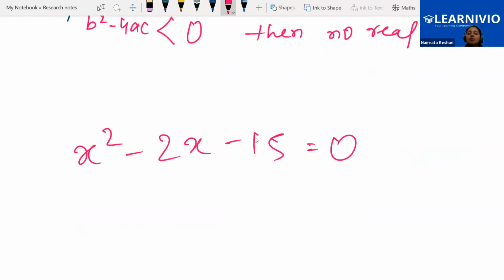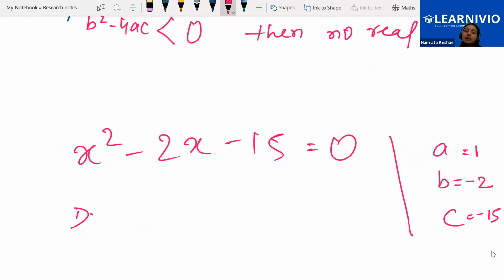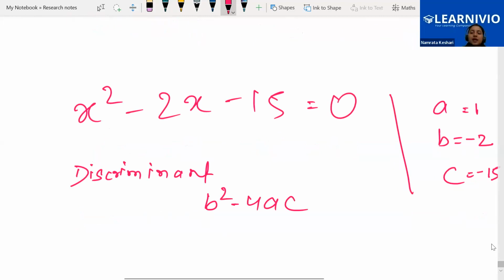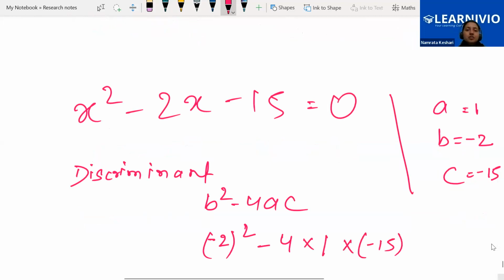Can you tell me, Aisha, what is a, what is b, and what is c here? A is 1, b is minus 2, and c is minus 15. Exactly. Now we have to find the discriminant, that means b square minus 4ac. B is minus 2, as Aisha said. Minus 2 whole square minus 4 into a, which is 1, into c, which is minus 15. Quickly, can you do the calculation and tell me what you are going to get?